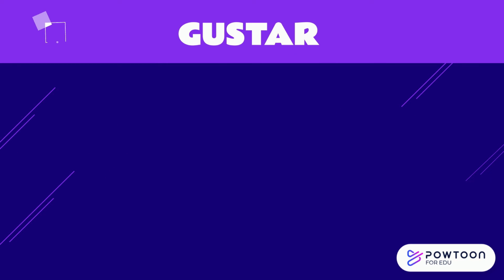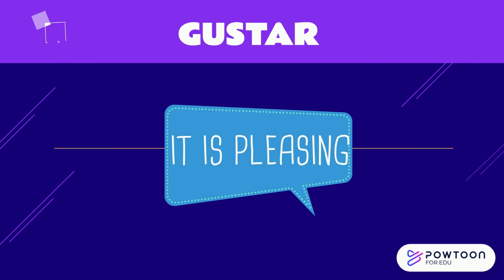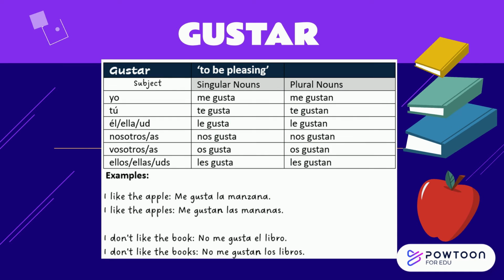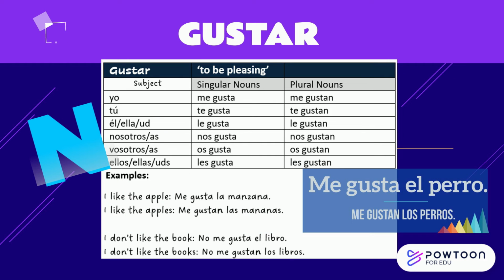Most likely, you were trying to write that someone or yourself likes something. Remember, you will end up writing two words for this. And keep in mind, it translates more accurately as it is pleasing. So if you have more than one object, remember to put an N at the end of the word. Me gusta el perro. Me gustan los perros.